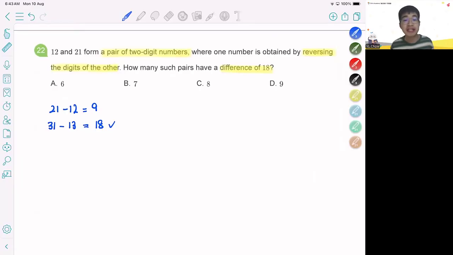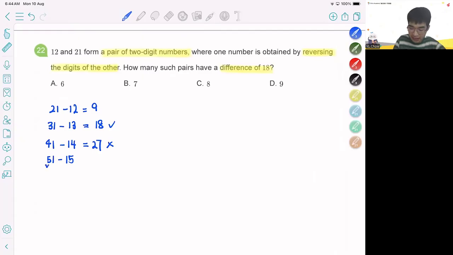Now let's move on to the next possible case, right? Maybe you might think, can I continue with 1 as one of the digits in this pair? Then you try 41 minus 14, right? That's the next biggest number. Sorry, the next smallest number. So 41 minus 14 is 27. And you realize the difference is suddenly bigger than 18. So I don't consider it. In fact, should I even consider bigger numbers? 51 minus 15? No, right?